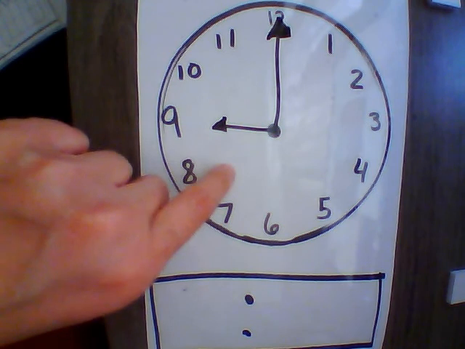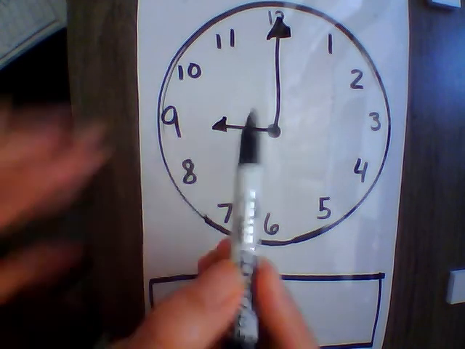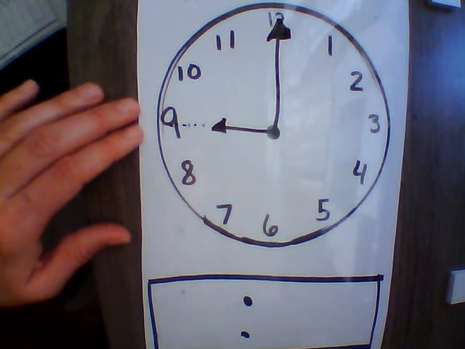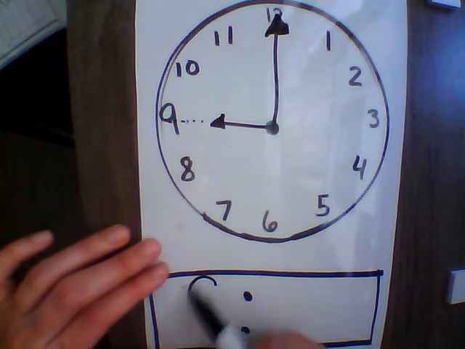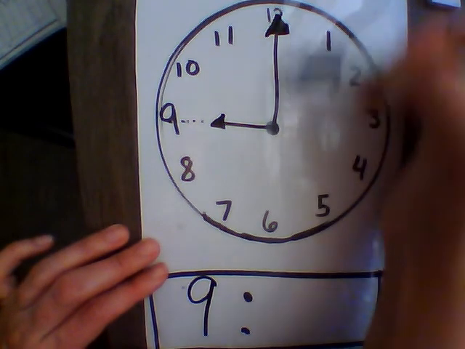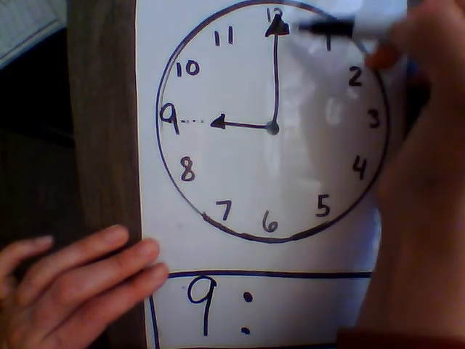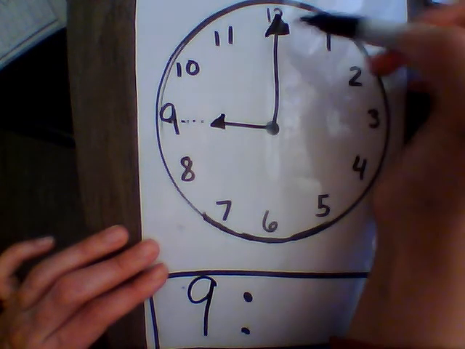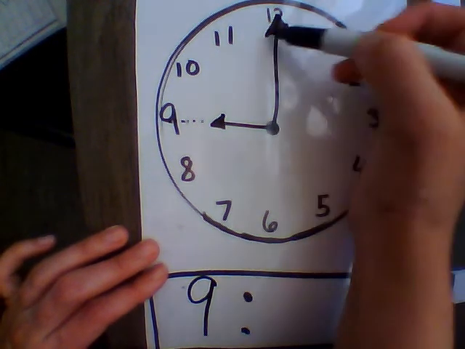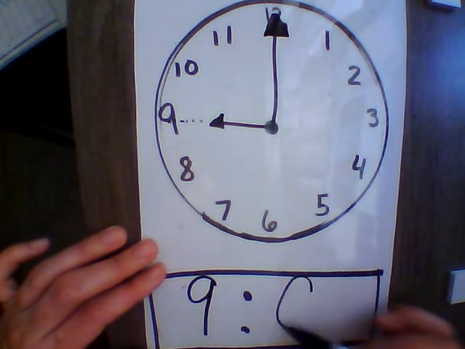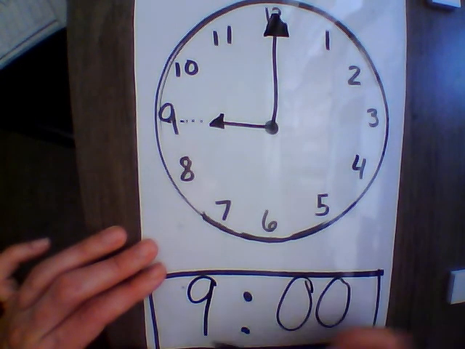And it's our hour. So when our hour hand is pointing at the number, that's the number we're going to be using. So it's pointing at the 9. So we go with hour first. And then we see our large hand. Do you remember what that is called? Is that the hour or the minute? The minute. And when the minute hand points to the 12, we're going to write o'clock. 9 o'clock.